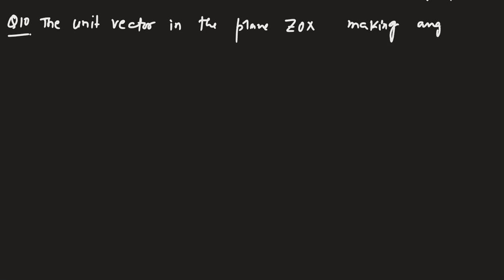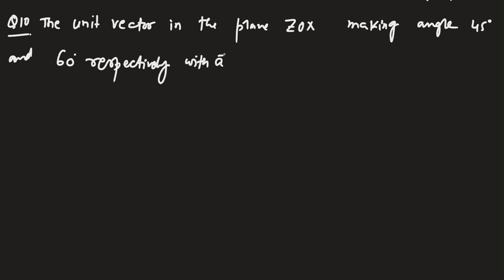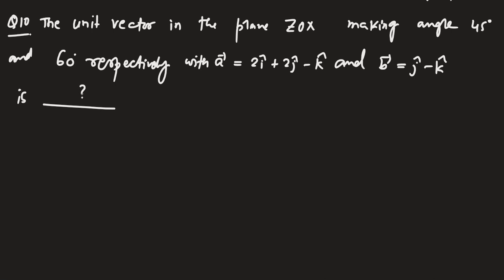The unit vector in the plane ZOX making angle 45 degree and 60 degree respectively with vector A, 2i plus 2j minus k, and vector B, j minus k, is, you have to find this answer.